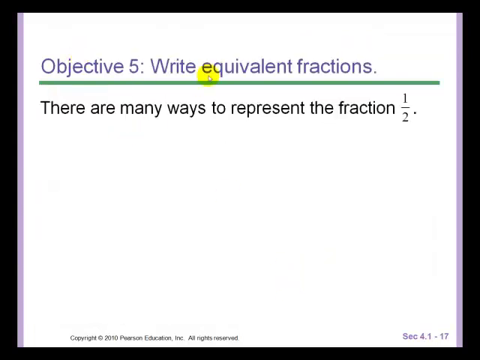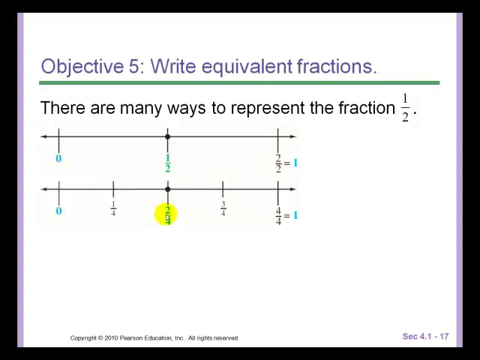Lastly, objective 5, write equivalent fractions. There are many ways to represent the fraction 1/2. On a number line, we would start at 0, and 1/2 is exactly halfway between 0 and 1. Notice this is 1/2, this would be 2 halves. 2 divided by 2 is 1. Another way to represent a half would be with fourths. If you took 0 and 1 and divided it into 4 equal parts, 1, 2, 3, 4, when you are at the second part, you would also be halfway to 1.